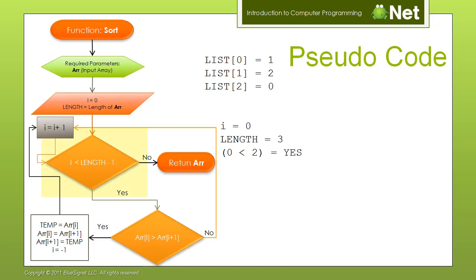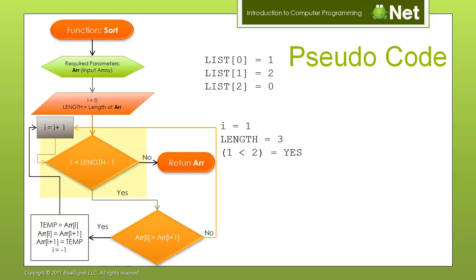So is 0 less than 2? In this case, the answer is yes, so we fall over to the yes condition. Now we evaluate: is the current item we're looking at greater than the next item in the list? In this case, it's not, because 1 and 2 are already in order. We fall into the no condition here, which increments I, so I will equal 1. We come back into the decision structure. You can see how this loop is forming.